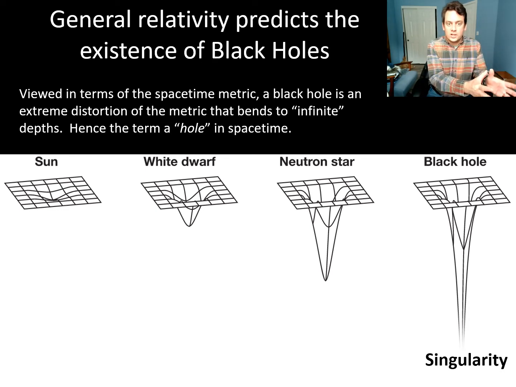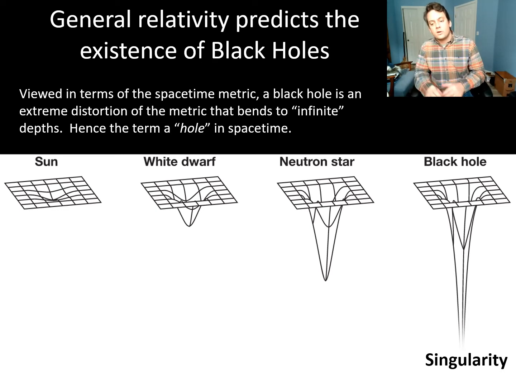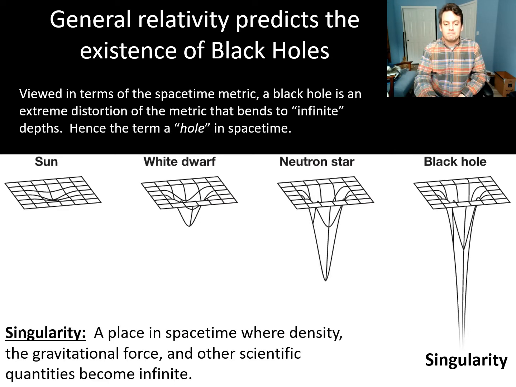We've talked about the Sun, we've talked about stars, white dwarfs and neutron stars. Now we're going to focus on these esoteric things called black holes that give rise to singularities in our spacetime. And again, singularity is just a term that means a place where density, the gravitational force, and a number of other quantities of interest become infinite.